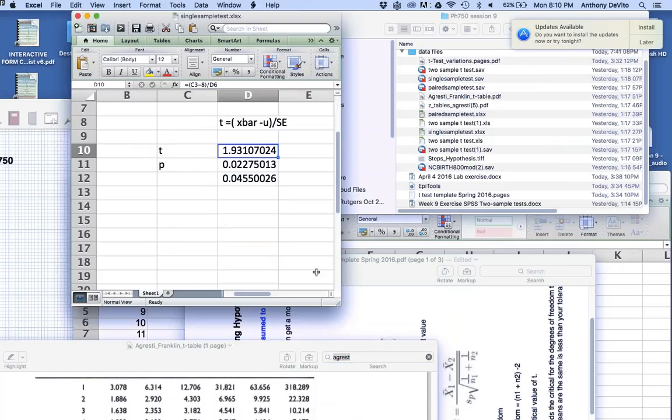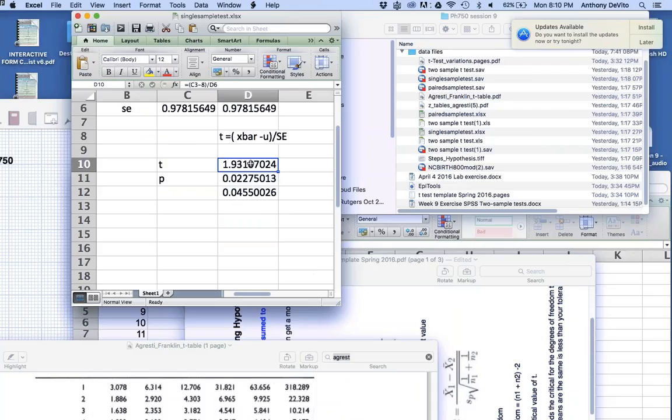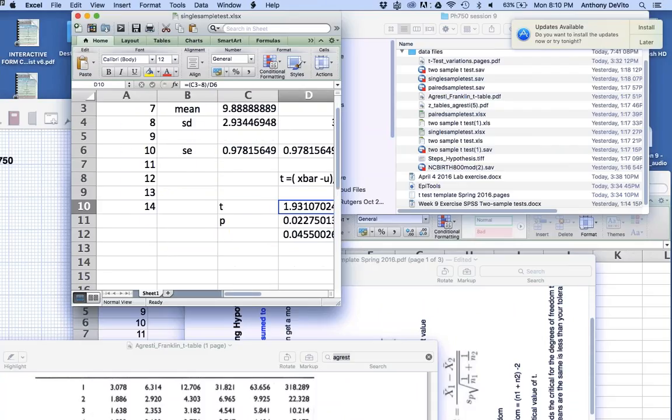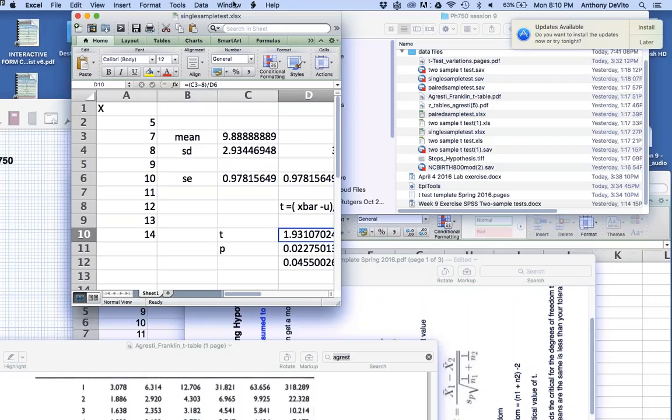Where was I now? My t-score, where did my t-score go? I lost track of my other file.